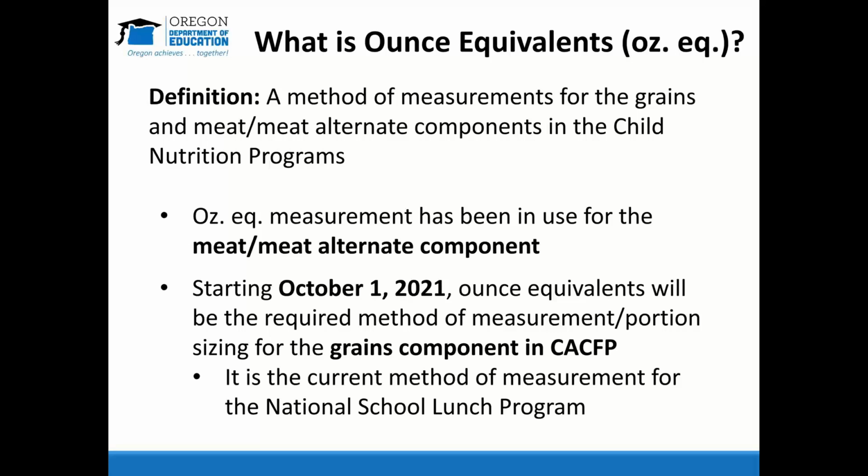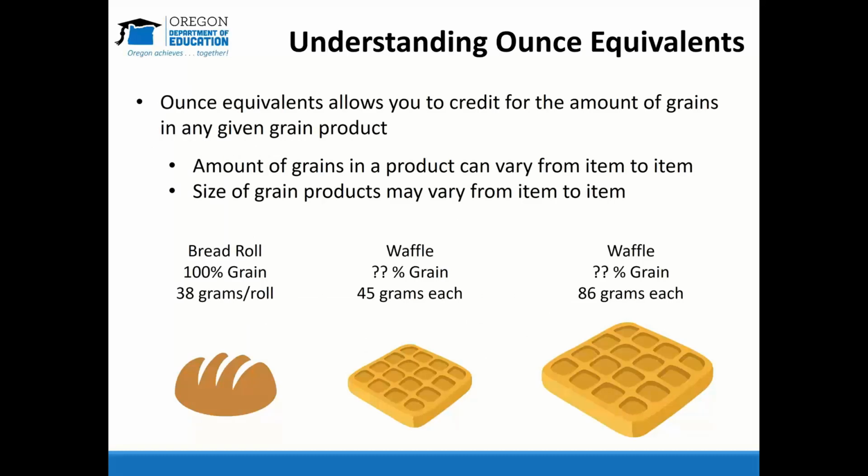And starting on October 1st, 2021, you will also be required to use ounce equivalents for the grains component in CACFP as well, if you are not already currently doing so, and it looks like a large portion of you already are. Sponsors who are on the National School Lunch Program have all switched over to ounce equivalents for their grains component already. What does ounce equivalents in the grains component look like?